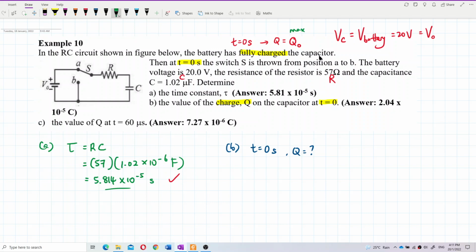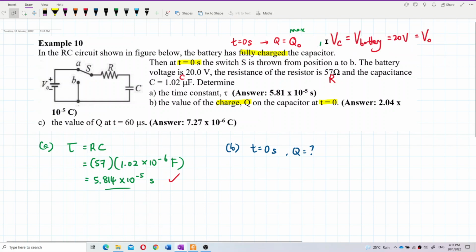I should also write that at 0 second the voltage of the capacitor is equal to the voltage of the battery, so it's also the maximum voltage. For B, what's the charge at 0 second? The charge is at maximum. But we don't know the value of the initial maximum charge.